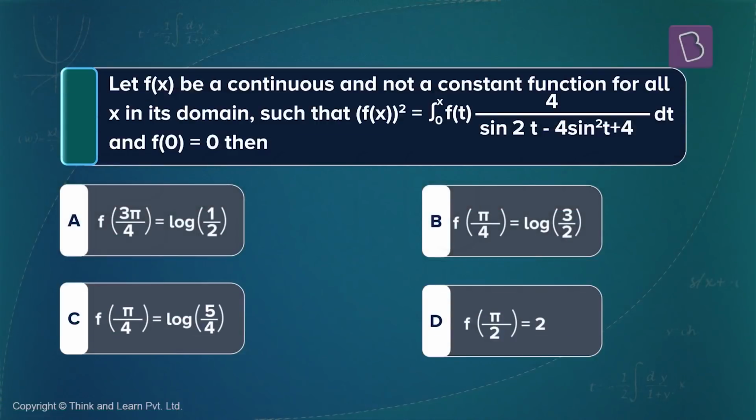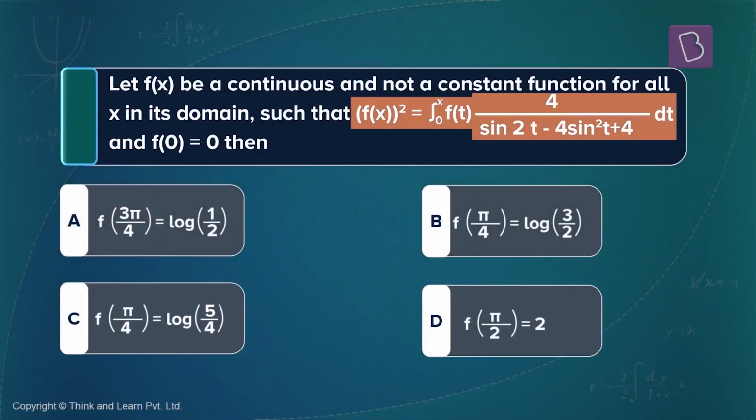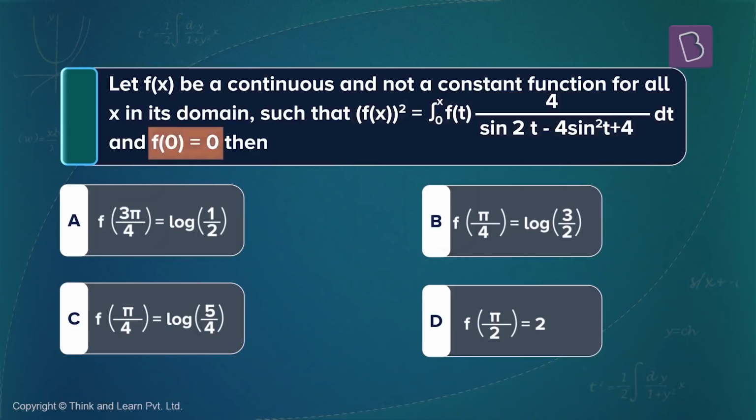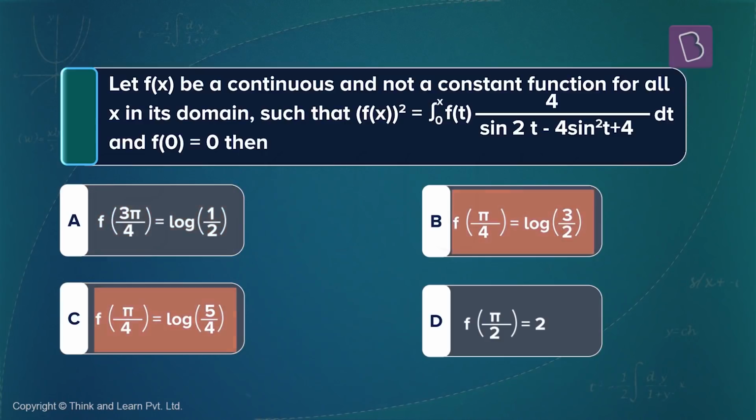In the next question, we've been told that f of x the whole square is the integral from 0 to x of f of t times 4 divided by sine 2t minus 4 sine square t plus 4 dt. Further, f of 0 has been told to be equal to 0. We've been given that f is a continuous function and also that f is not a constant function. The objective in this question is to find out the values of f at 3 pi by 4, at pi by 4 and at pi by 2.